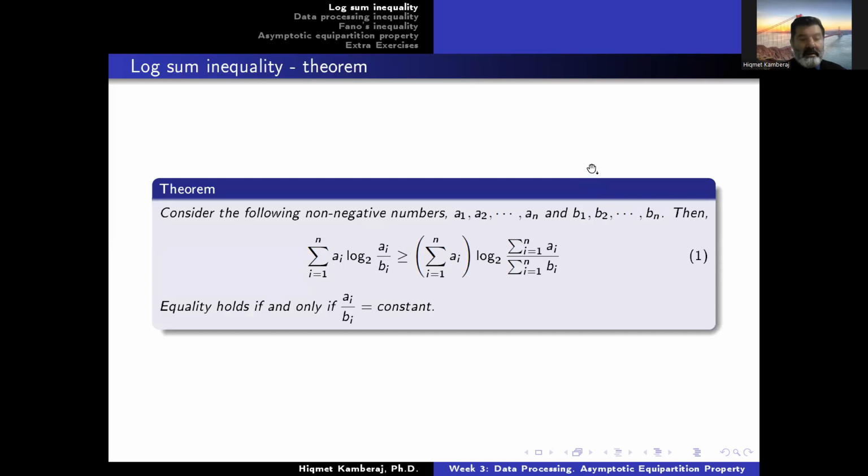Consider the following non-negative numbers, a1, a2, and so on, an, and b1, b2, and so on, bn. Then, the sum over i from 1 to n of ai log base 2 of ai over bi is greater than or equal to the sum over i from 1 to n of ai, times log base 2 of the ratio, sum over i from 1 to n of ai over sum over i from 1 to n of bi. Equality holds if and only if ai over bi is a constant.